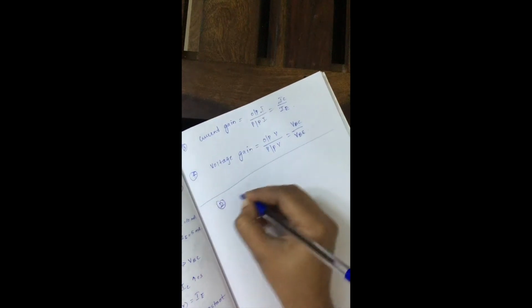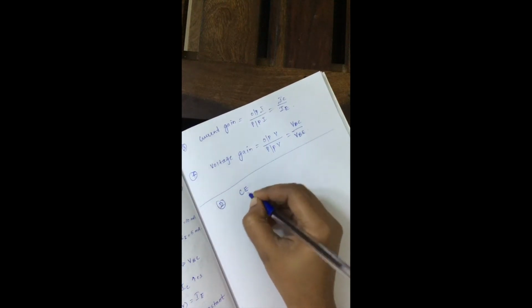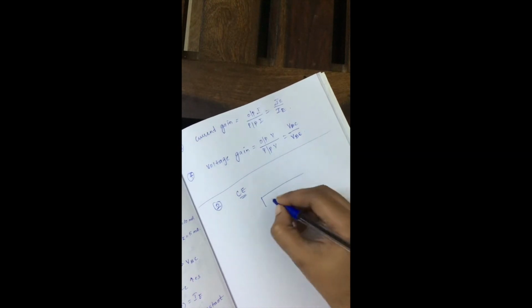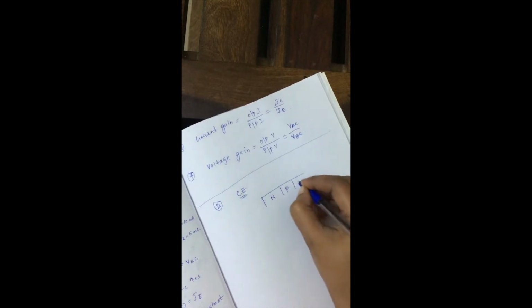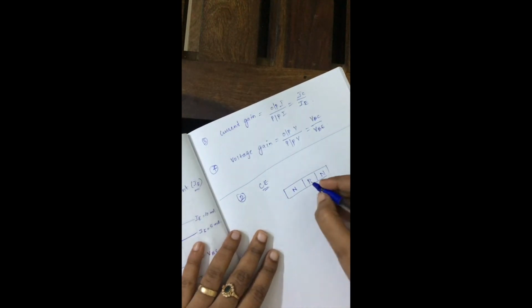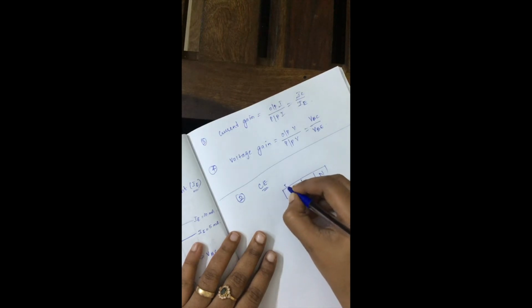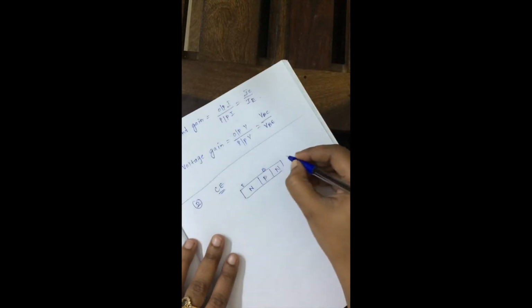Common emitter. Same way. So next is N, P and N. So here, common emitter, right? So this is emitter and this is base and this is collector.